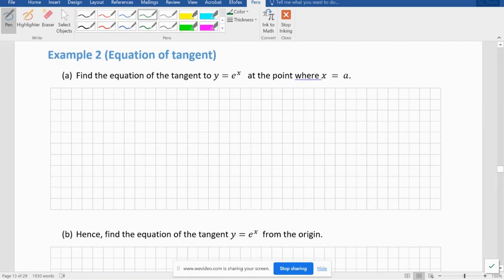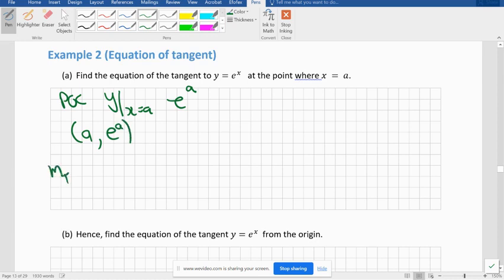Okay, next application example question is a tangent question. Okay, so it says find the equation of the tangent to y equals e to the x at the point where x equals a. So first thing we do is point of contact. So we're just going to find y given x equals a. You can use this notation if you want. So we just sub in a into the equation and you get e to the a. So the point of contact, so when x is a, y is e to the a.